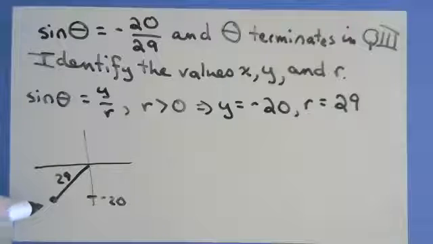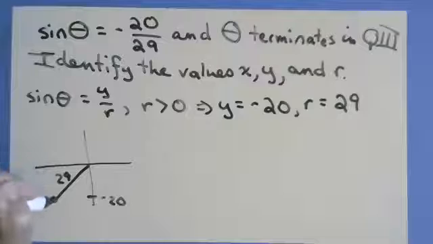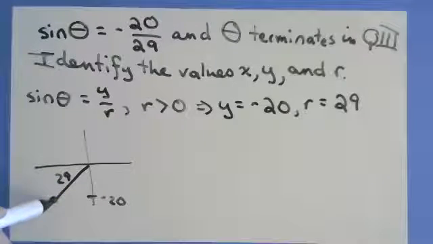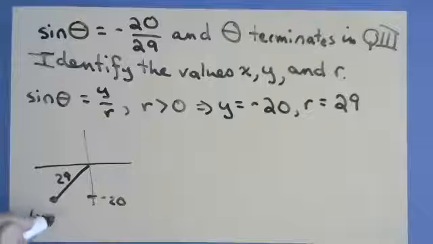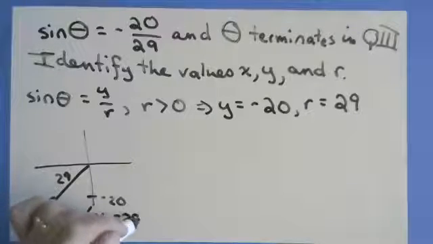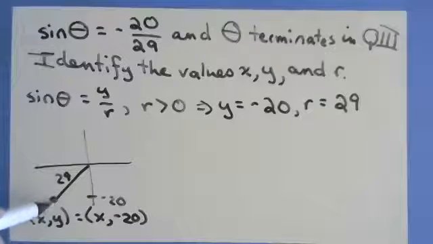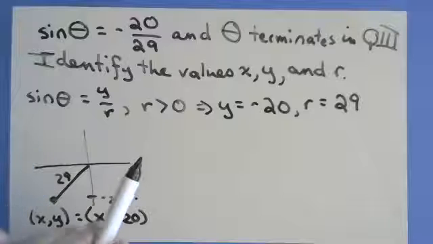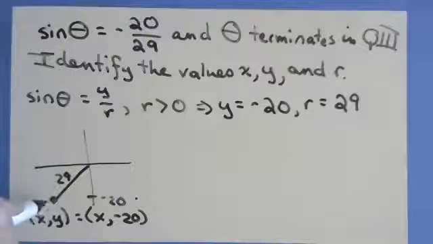What this diagram also does is remind us that the x value that this point has also has to be negative. Because remember that there are actually 2 places where the point x comma y, where y is negative 20, there are 2 locations where it could be. It could be in quadrant 3 and it could be in quadrant 4. But they're telling us that the angle terminates in quadrant 3. So we know that the point has to be here.